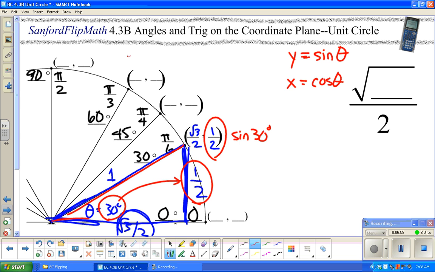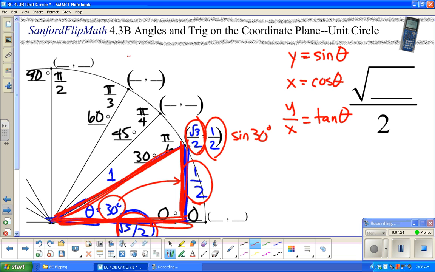So cosine is adjacent over hypotenuse. Well, adjacent over hypotenuse here was square root of 3 over 2. Hypotenuse is 1, so that over 1 is square root of 3 over 2. That x value is the cosine. If I was going to do opposite over adjacent, that'd be the y value over the x value. So y over x is tangent of theta. This is a big deal. That's going to be true no matter where we are on the unit circle.